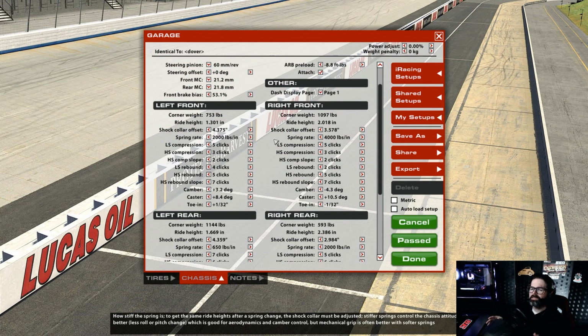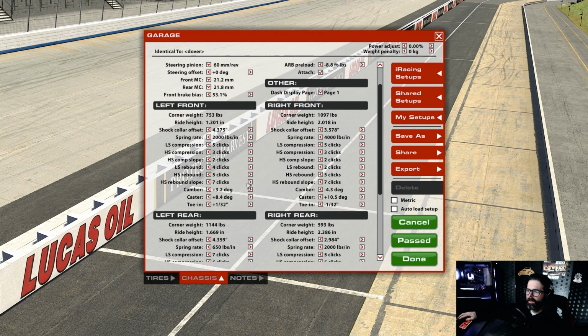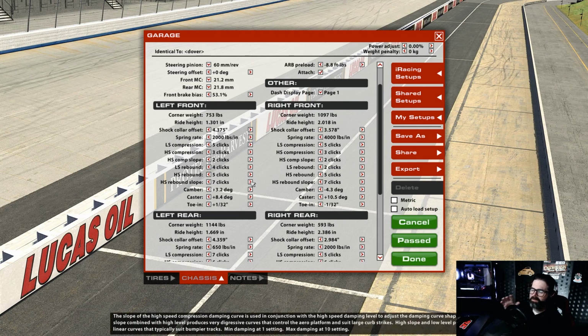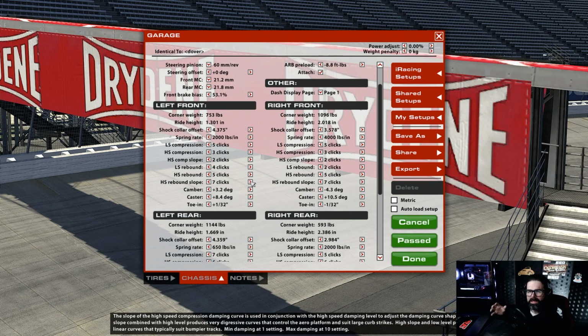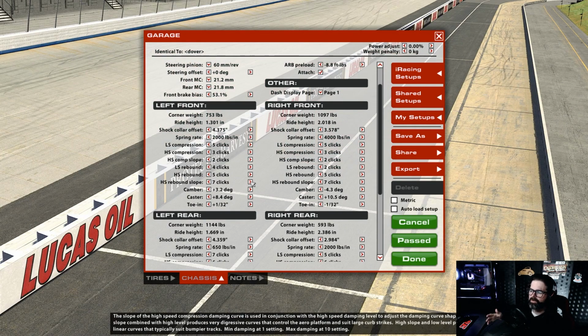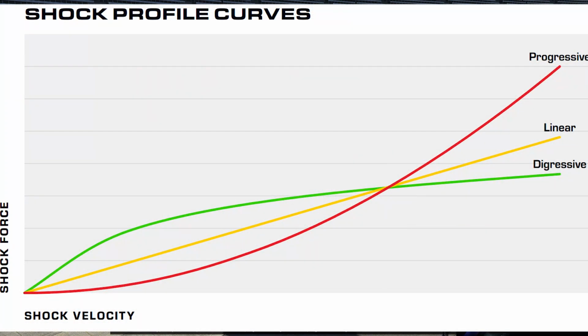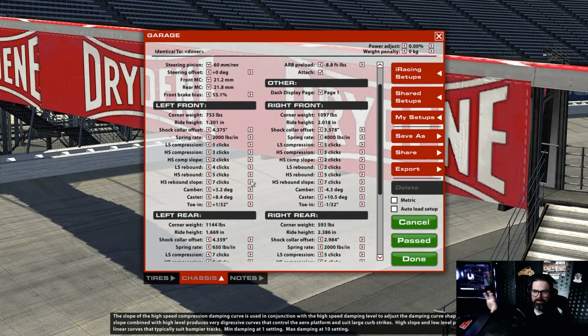Now, one thing that iRacing has done here when it comes to their explanations is the way that they have worded it has kind of made it confusing for people who don't fully understand what's going on with the shocks. So if you look at this, it'll say the slope of the high-speed compression dampening curve is used in conjunction with the high-speed dampening level to adjust the dampening curve shapes. So this is when we talk about going from something like a linear shock to something like a digressive shock. There's also a progressive shock, but we don't have those in iRacing. We just have a linear or digressive.